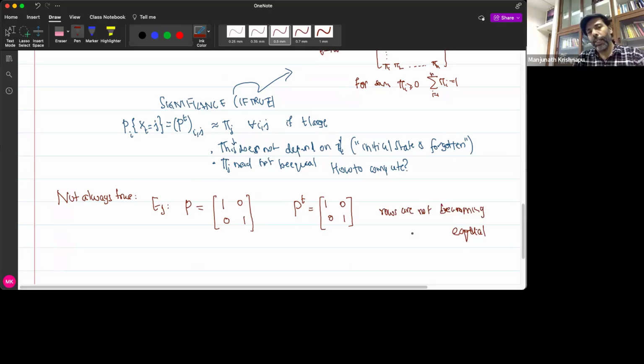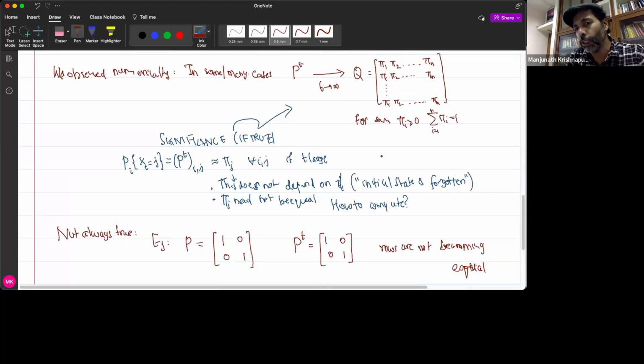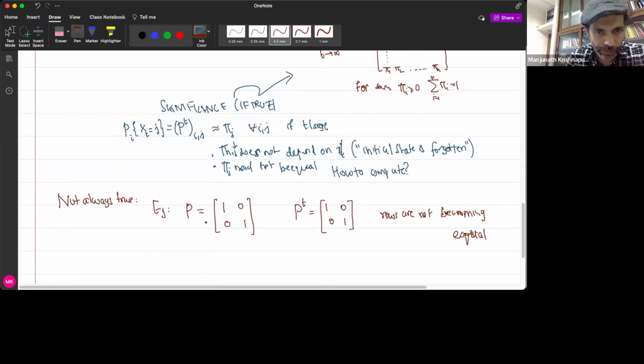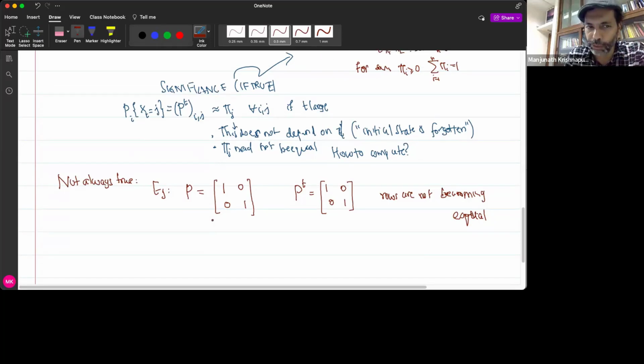And what is this Markov chain? This is a Markov chain with two states, let's say 1 and 2. If you are at 1, you will stay at 1. If you are at 2, you will stay at 2. Nothing happens. It's the most boring chain. But you see that in this case, P to the T does not converge to a matrix where rows are equal. This is not true. Because we can tell, if you start at 1, you will always be at 1. If you start at 2, you will always be at 2.